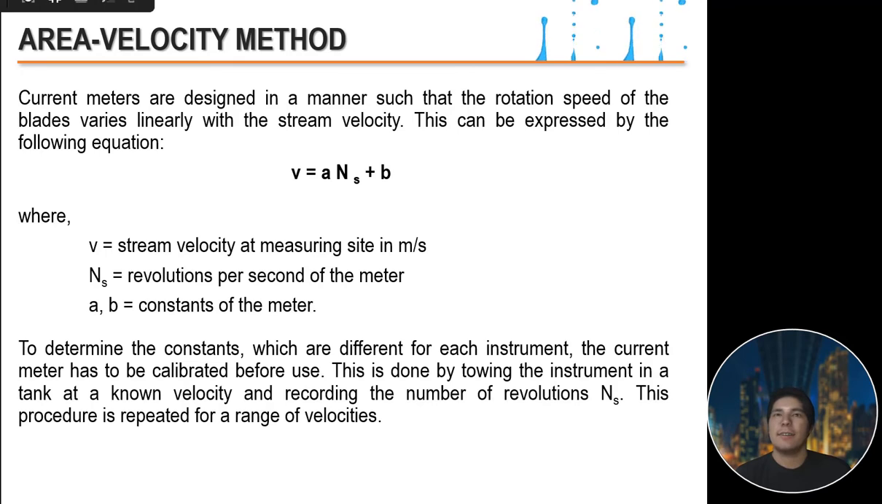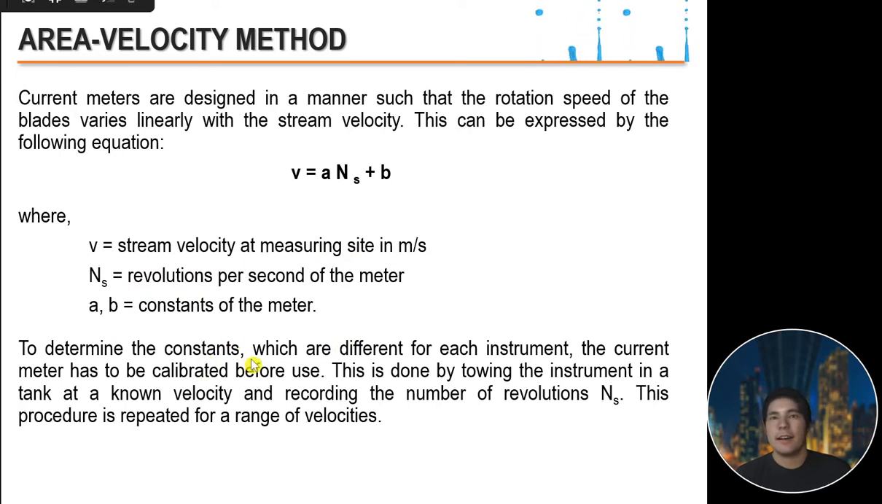Current meters are designed in such a manner that the rotation speed of the blades varies linearly with the stream velocity, and this can be expressed by the following equation: velocity is equal to A multiplied by ns plus B. The V there is the stream velocity at the measuring site in meters per second. The A and B are the constants of the meter. And ns is the revolutions per second of the meter.